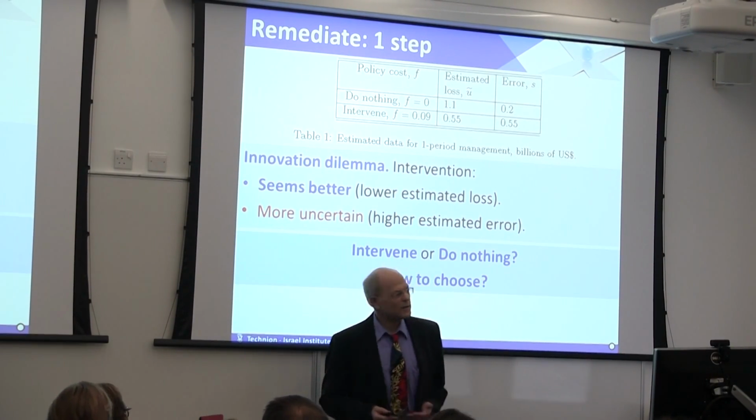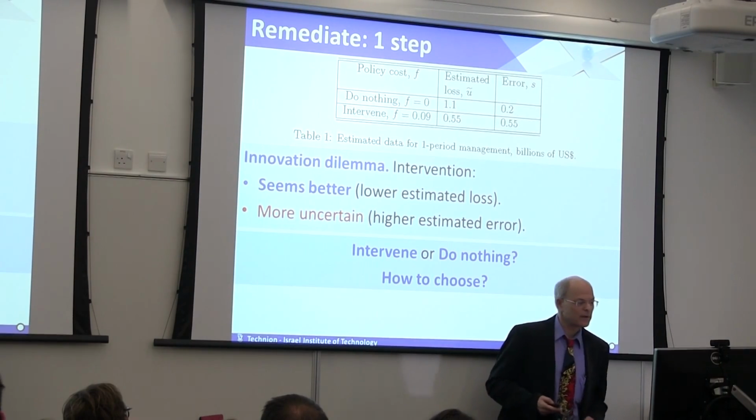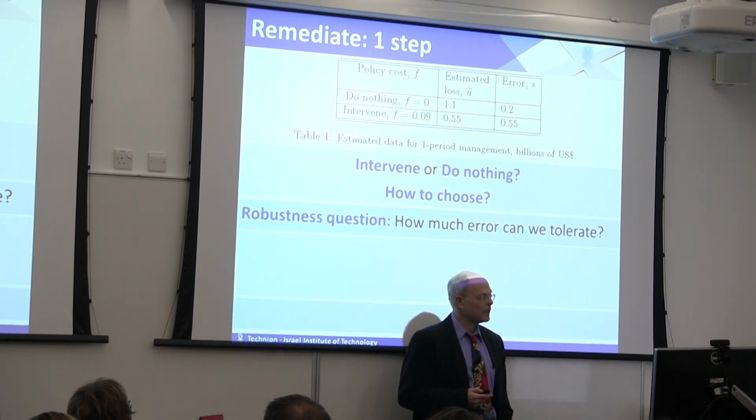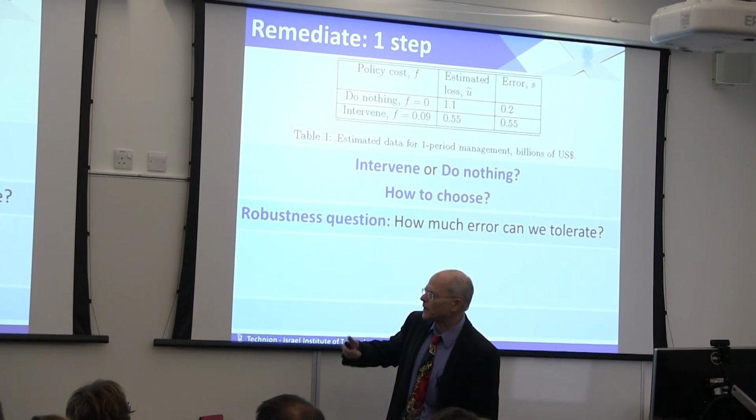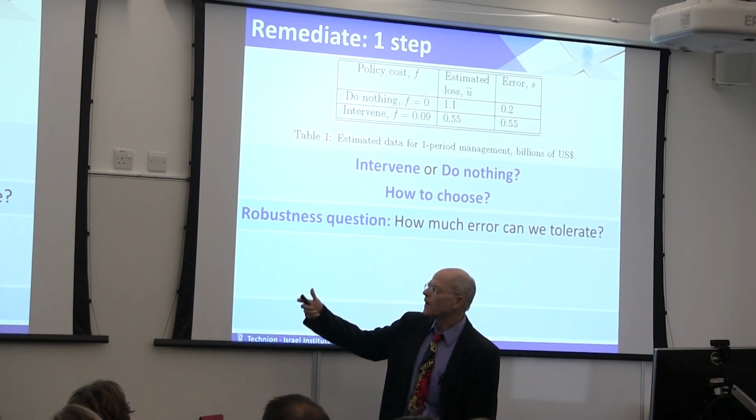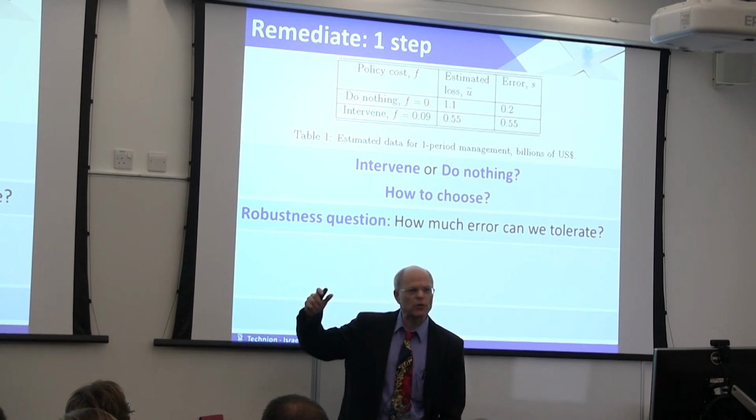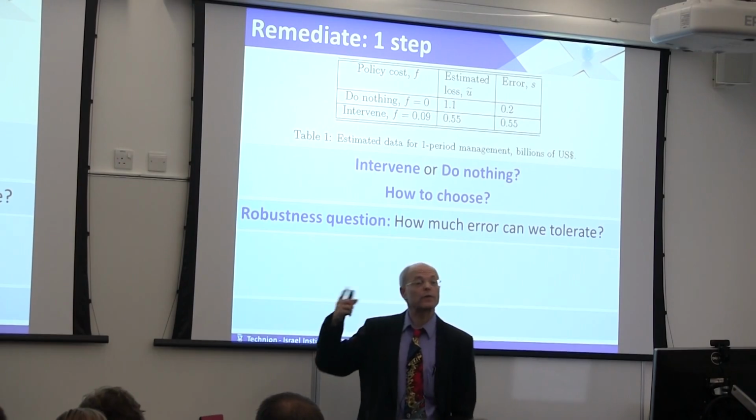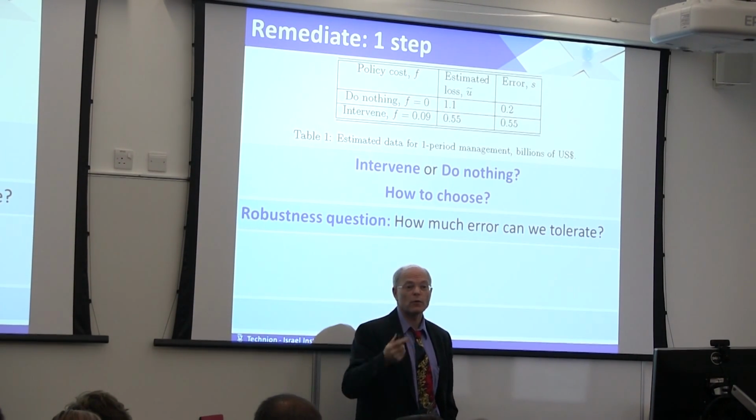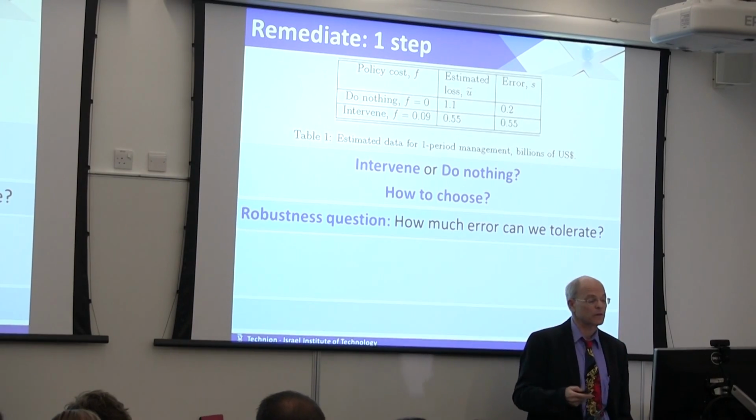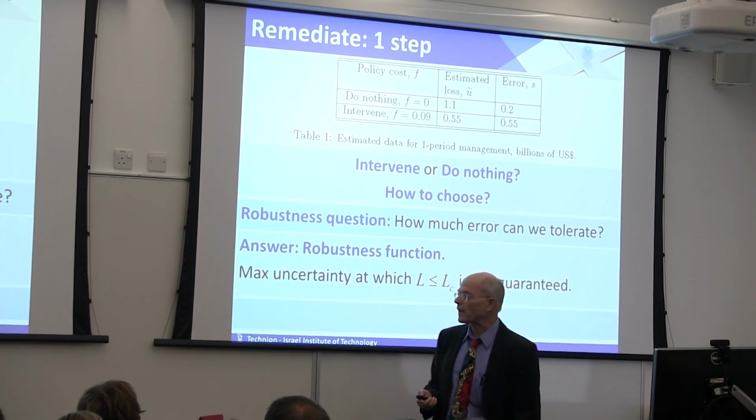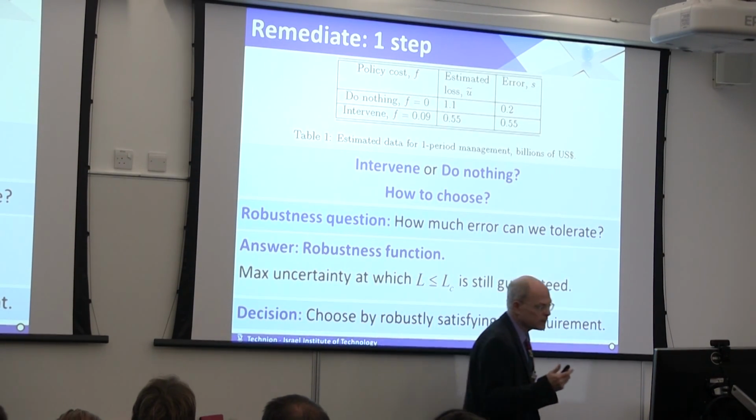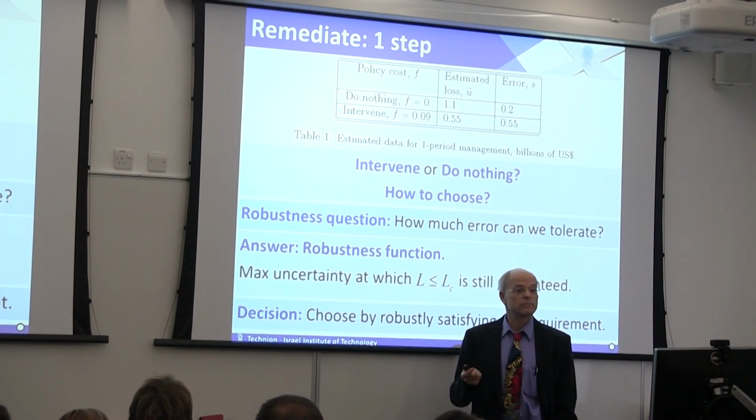So, the question is: intervene or do nothing, and how to choose. My question is the methodological question. To translate that question into robust satisficing, the question would be: how much error can I tolerate if I do or if I do not intervene and still satisfice my performance requirement? What is the robustness of these? What are the robustnesses of these two options? So we're going to evaluate the robustness functions, and we will choose whether to intervene or not by choosing the more robust option.